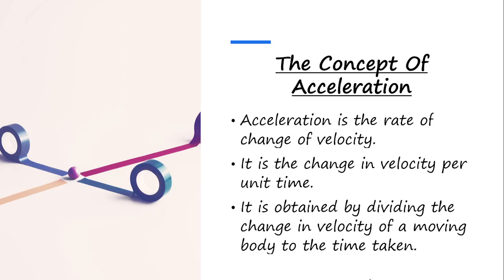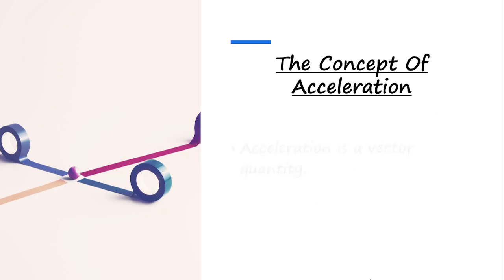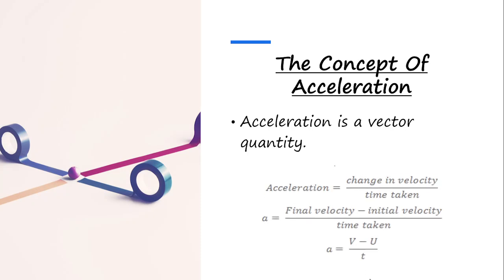It is obtained by dividing the change in velocity of a moving body by the time taken. So mathematically, you can obtain the acceleration by simply dividing the change in velocity by the time taken for that given change. Acceleration is a vector quantity. A vector quantity is a quantity that has magnitude and direction. So acceleration is a vector quantity because it is obtained by taking velocity over time, whereby velocity also is a vector quantity. Velocity can be obtained by taking the displacement over a given time. So acceleration therefore is a vector quantity.